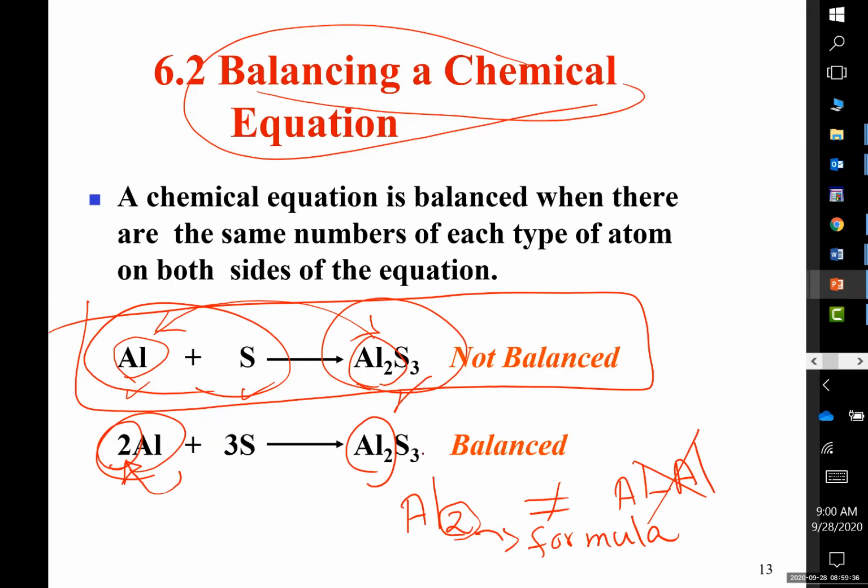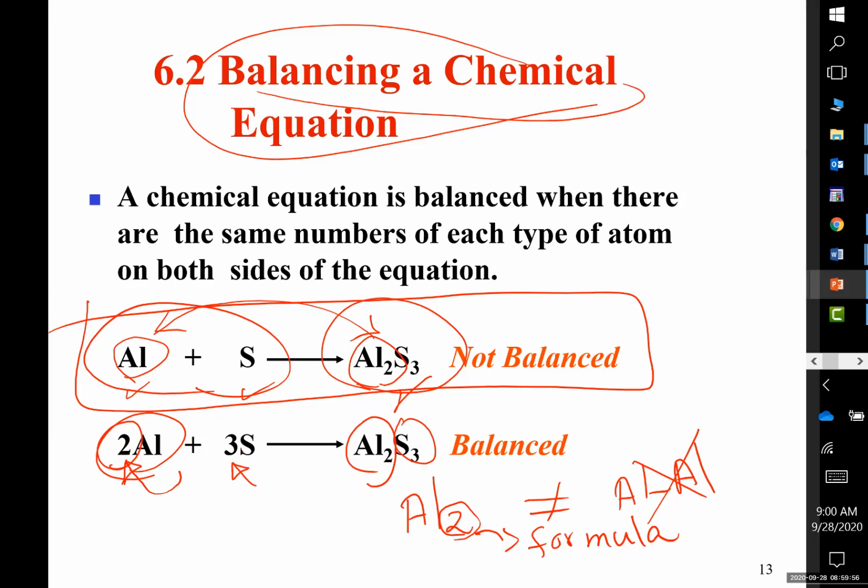What about number of sulfurs? Look at the product, 3 sulfurs. Look at left. I must add a coefficient on the left of sulfur. So I have 3 sulfur on the left.